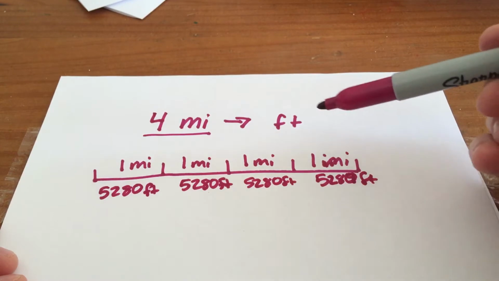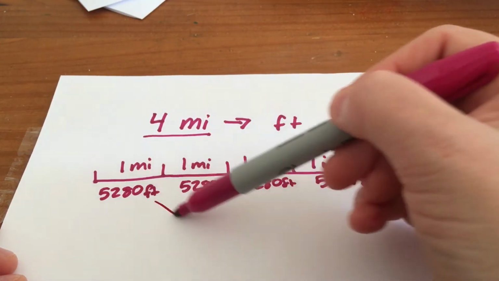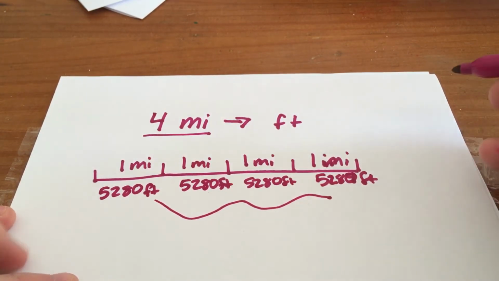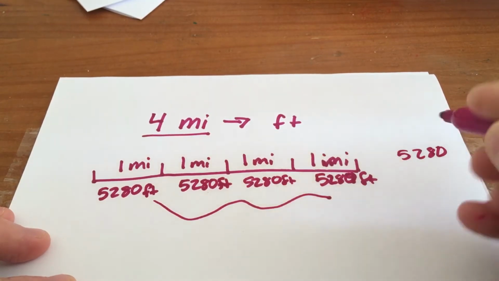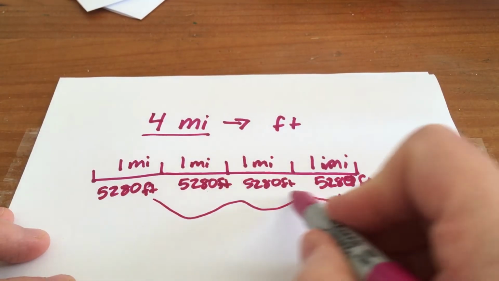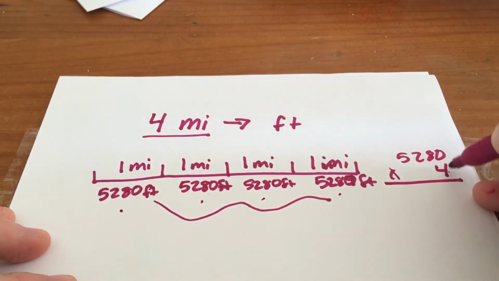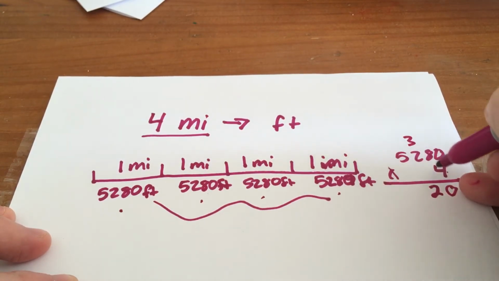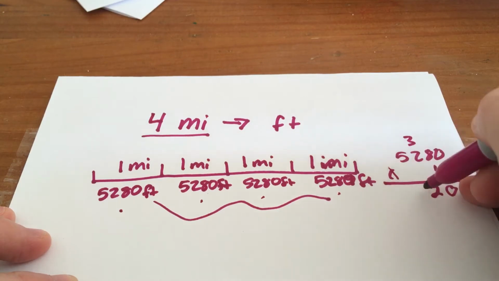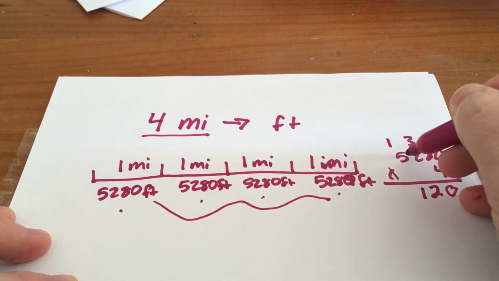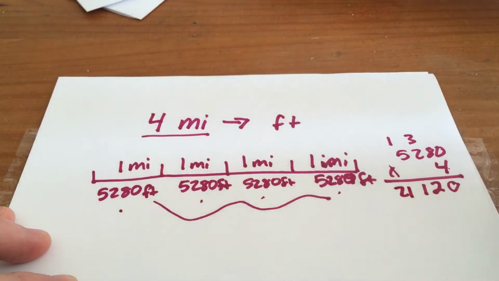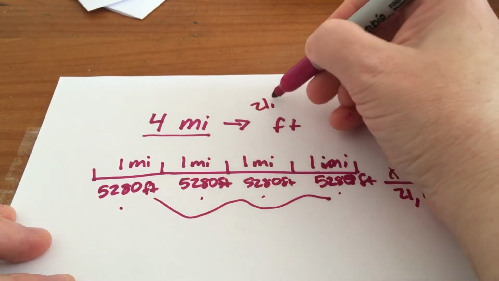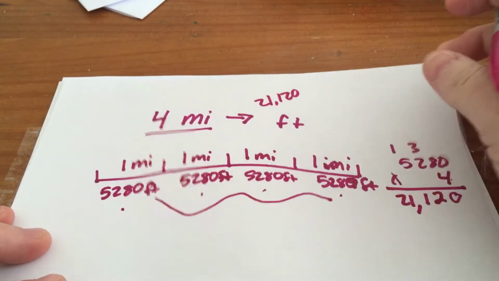So how many feet then are in 4 miles? 1, 2, 3, 4. That many. And you can either add them all together, or you can take 5,280 and multiply it by 4. Why? Because we have 1, 2, 3, 4 of them. 4 times 0 is 0. 4 times 8 is 32. Carry the 3. 4 times 2 is 8, plus 3 is 11. Carry the 1. 4 times 5 is 20, plus 1 is 21. So there are 21,120 feet in 4 miles.